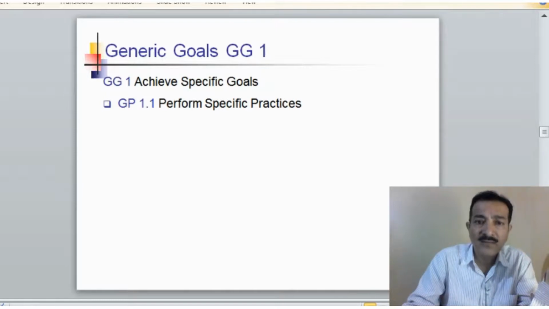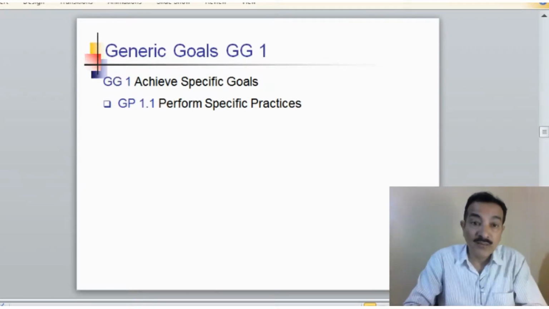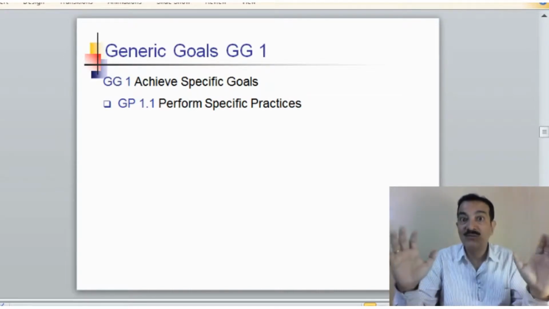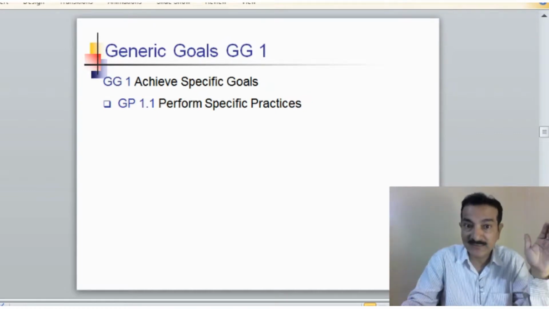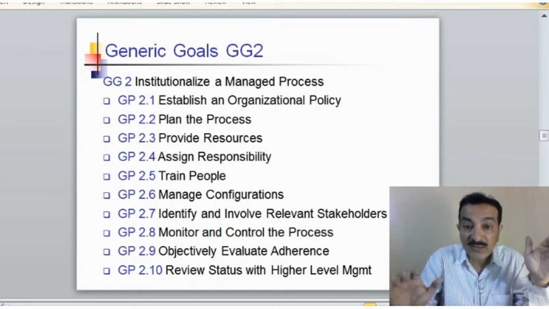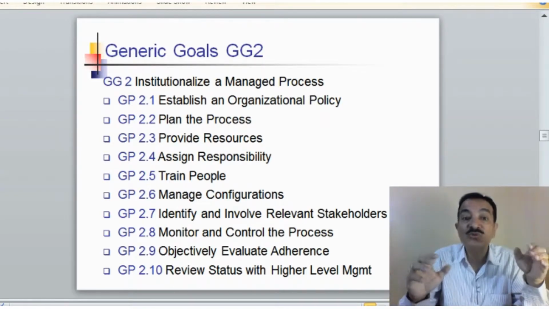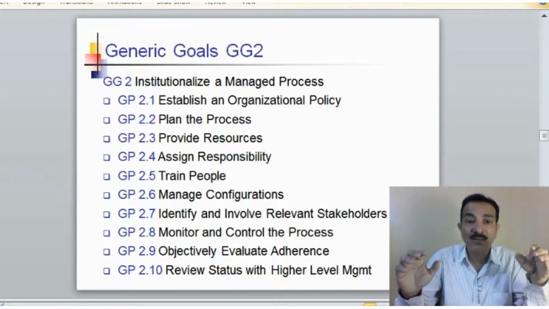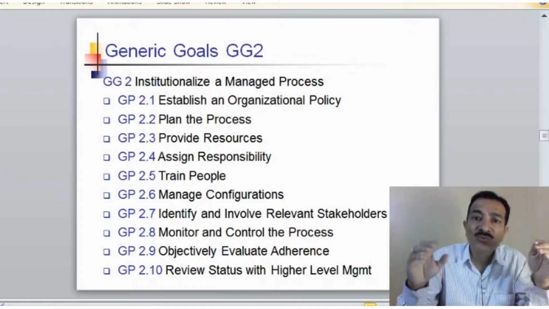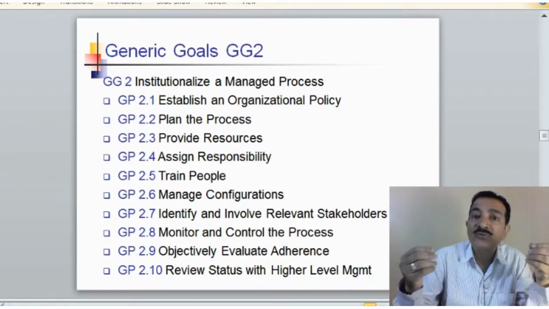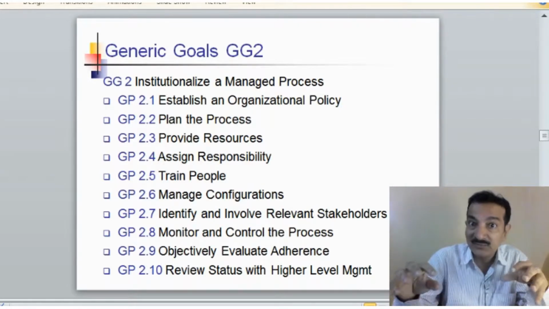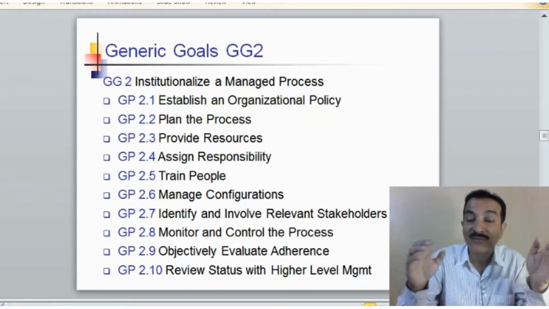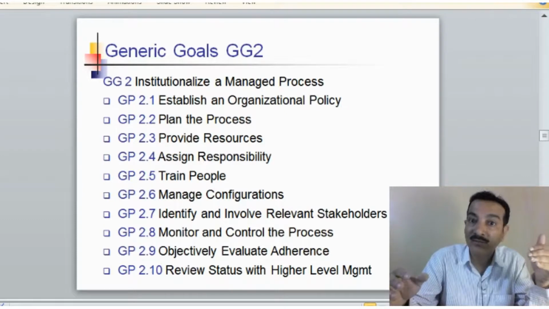Now, generic goal 1 is to perform specific practices. So you're performing the specific practices. Generic goal 2 is to institutionalize a managed process. Institutionalize means you are trying to put the processes into the culture of the organization, so that people follow them automatically. So you're building a process of that kind, where people start following the process automatically.